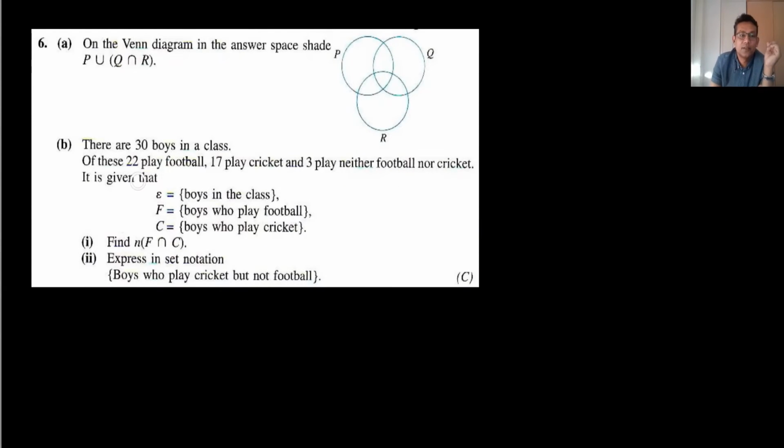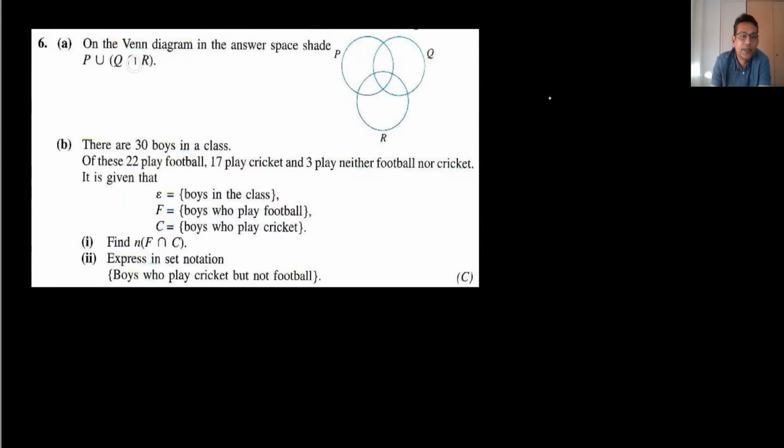Question number 6, the shading region. I had to upload the 1.2 question number 9, which is just the shading part. Sorry, I forgot. I will upload it very soon. This is how you can shade this.